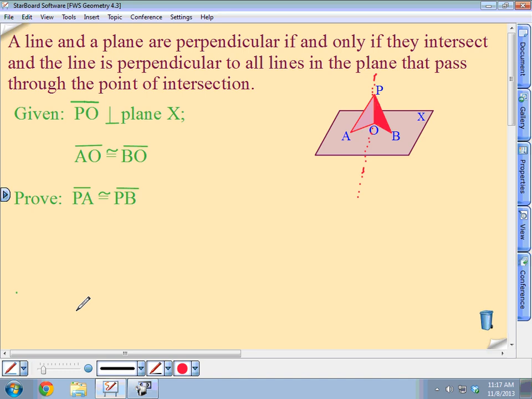Notice that once you have that line, we're given that this line PO is perpendicular to plane X. And we're also given that through that line, we draw a couple triangles, okay? And when we draw those triangles, AO is congruent to BO, right? And they want me to prove that line segment PA is congruent to line segment PB.